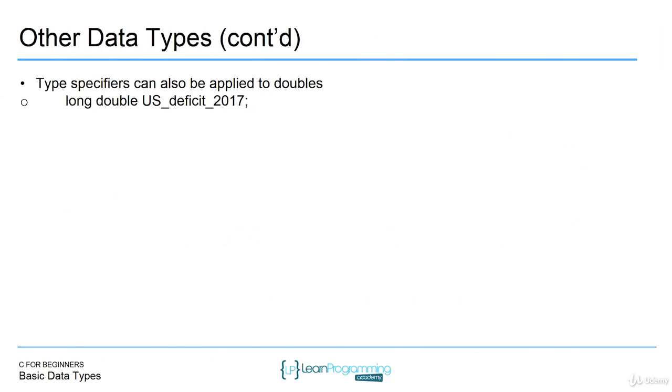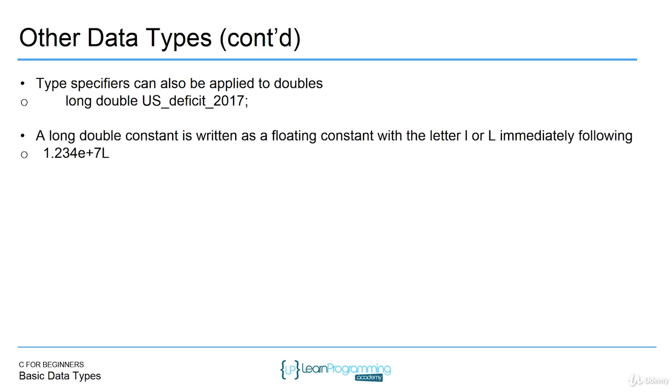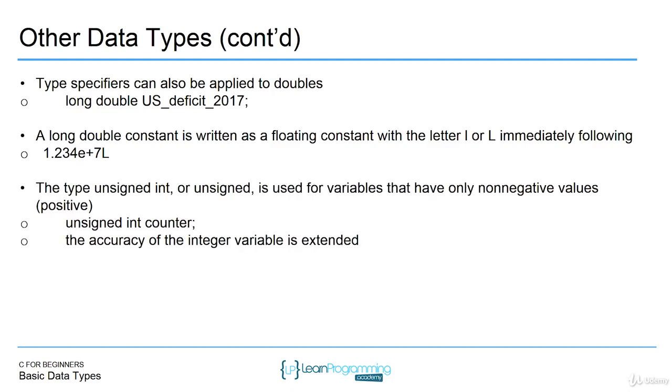So type specifiers can also be applied to doubles, as I mentioned. These shorts and longs, you can say long double. And here we create a long double called USDefs 2017. For the long doubles, you can use the capital L, as I mentioned, or lowercase l, same way you would with the ints.